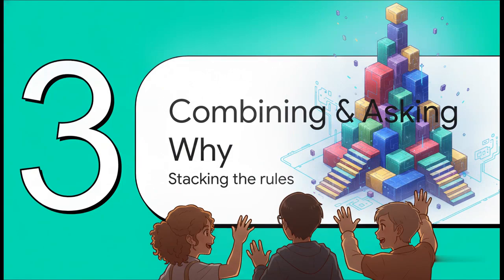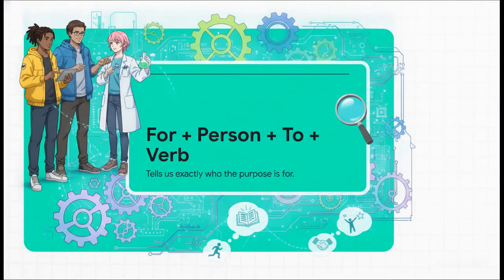Section 3, combining and asking why. Let's level up a bit and start building some more complex, richer sentences. We can actually start combining our tools together. The formula goes like this. For plus a person or thing plus to plus a verb. This structure is incredibly useful because it tells us exactly who the purpose is for. Who is the one actually receiving the action or the opportunity?